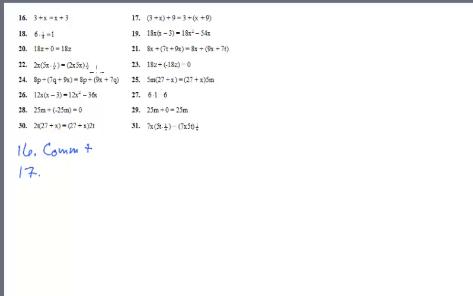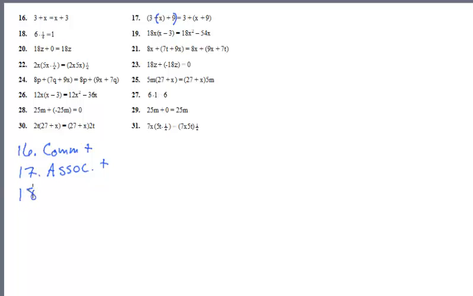Number 17. 3 plus x plus 9 equals 3 plus x plus 9, and all that happened was the parentheses moved from where they were over to around the x plus 9. That is the associative property of addition, because they moved across the plus sign.